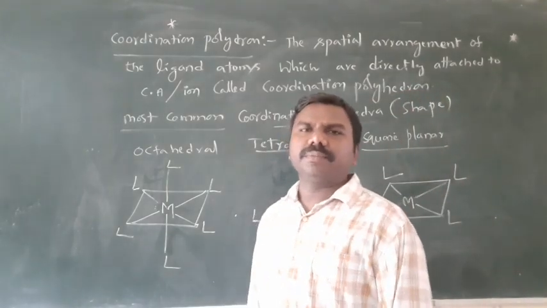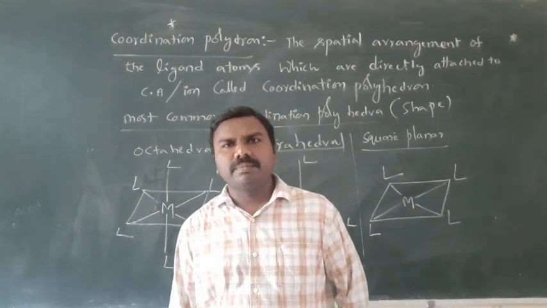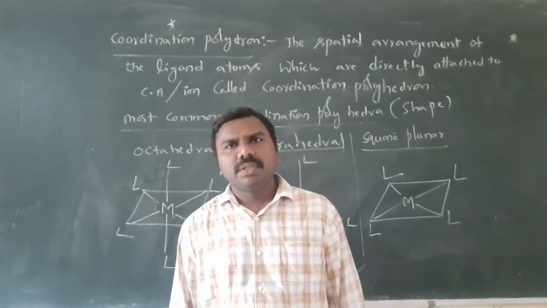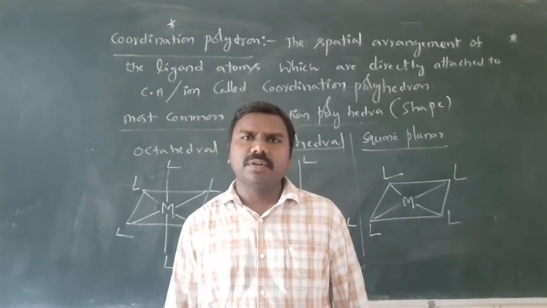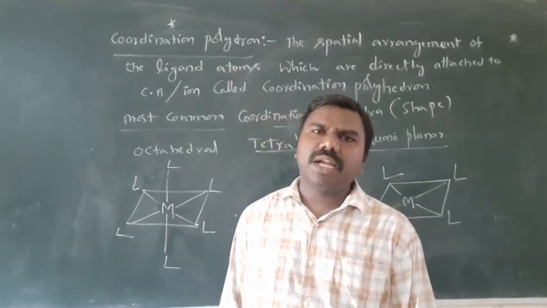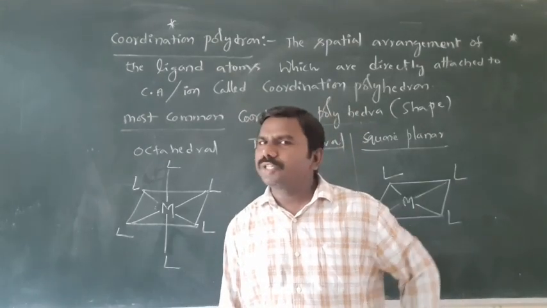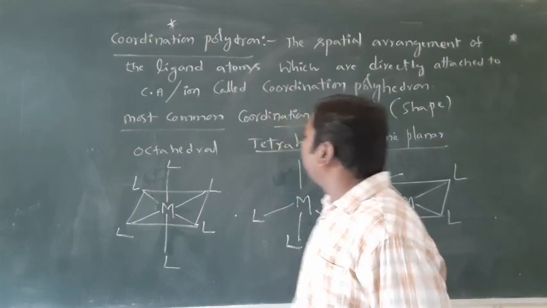Trigonal bipyramidal. Next one, square pyramidal shapes. You already know the shapes of square pyramidal and trigonal bipyramidal. Those also we will observe once.